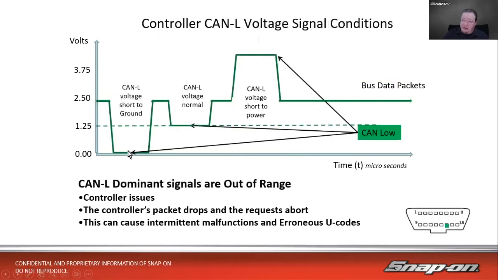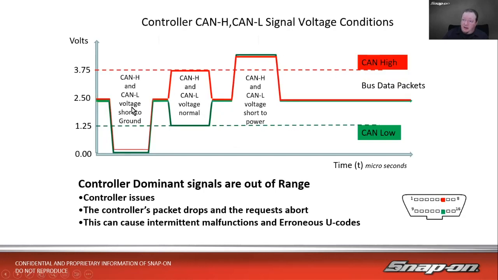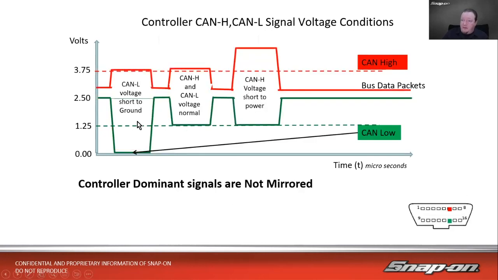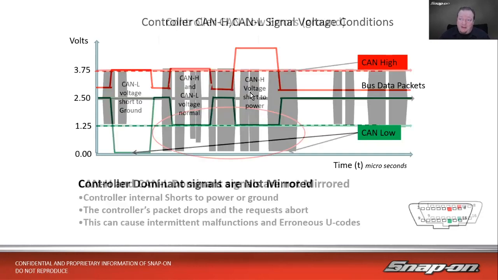Same thing with the low side. It can be shorted to ground. It can be normal. It can be short to power. And then we could also have both do the same thing. So both could be shorted to ground. Both could be normal. Both could be shorted to power. And then we could have just one side short to ground or one side short to power as well. It just kind of depends on where the short is in the line.